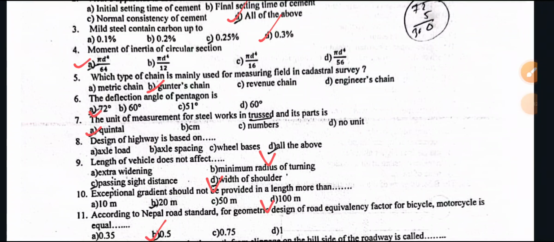Design of highway is based on axle load, axle spacing, wheelbases, and all of the above. Length of vehicle does not affect width of shoulder. So shoulder is the part where the vehicle does not run. Okay, vehicle does not move in the shoulder, so length of vehicle does not affect the width of shoulder.